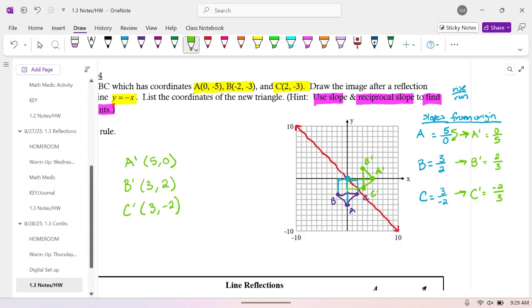So, if you have a negative in the rise, are you going up or down? Down.